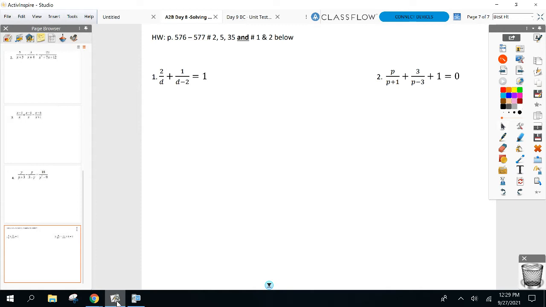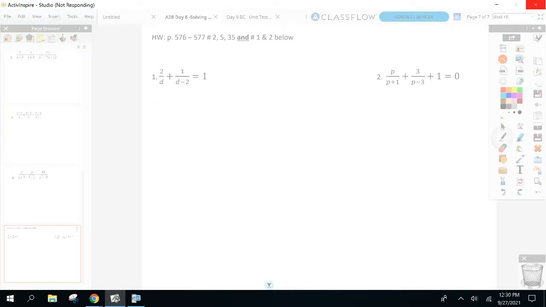What I need you to do is go to your packet right now. It's where we finished on Friday. I had you finish number 1 in class. Some of you did, some of you didn't. If you did not, I'm not doing it. You can do it on your own when I give you time at the end of class. D equals 1 and D equals 4 should have been my final answers.